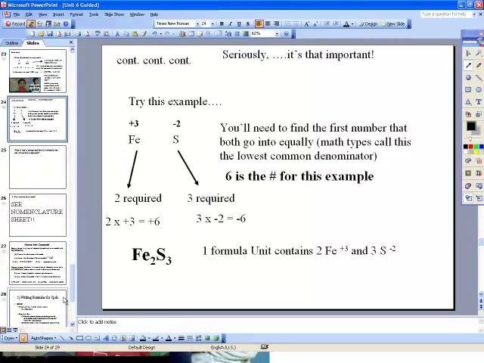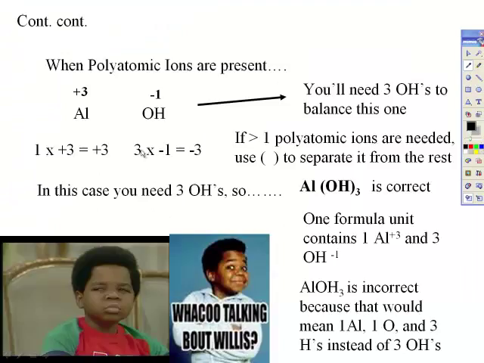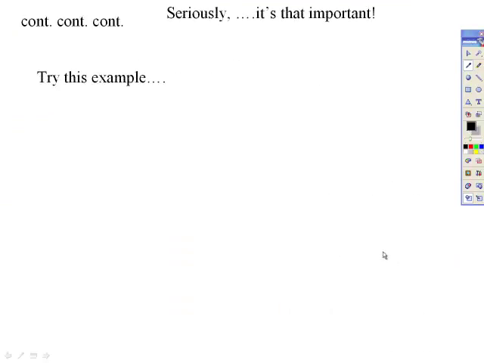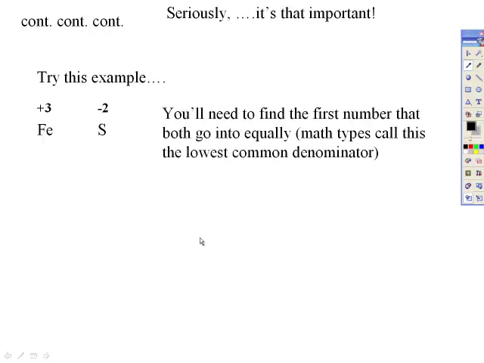Keep going here. Here's another example. Seriously, it's that important. We've got Fe, ic version, so plus 3, and S minus 2. So in order to do this, we would want to find what's called the lowest common denominator if you're in math. So we want these charges to balance out. So in order to do this, we need to have a positive 6 and a negative 6.